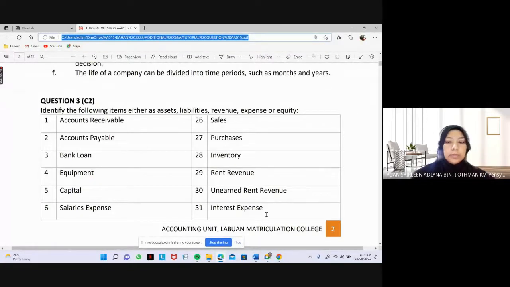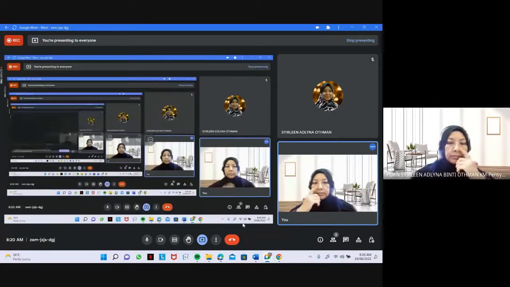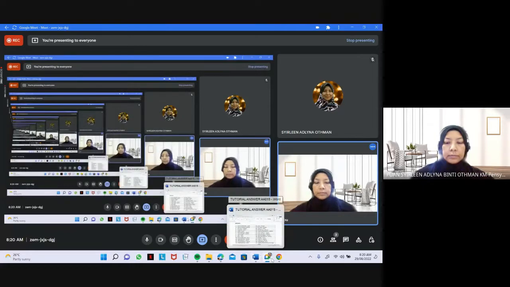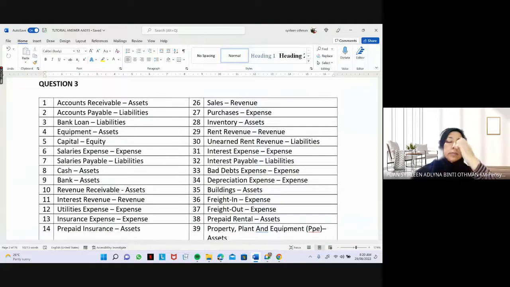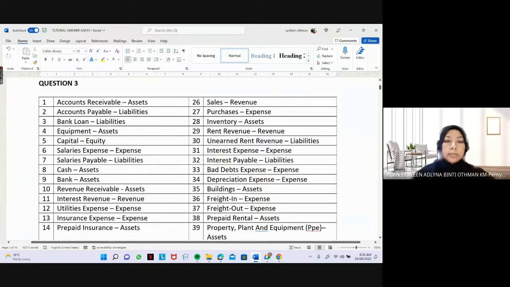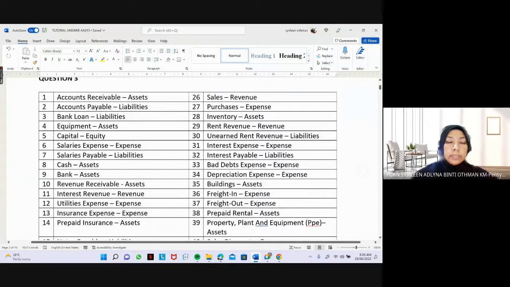Okay, this is question 3. All right, saya dah suruh you all just like tag on the question itself, right? Yes, okay, so number 1 is accounts receivable. Okay, it's assets. And then we have accounts payable, liabilities.